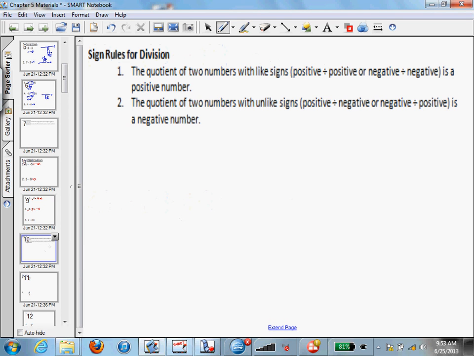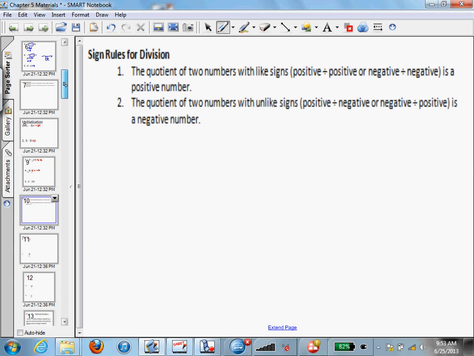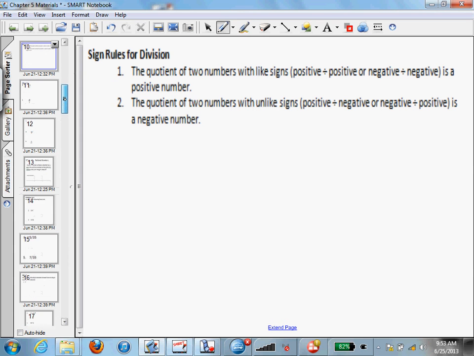Okay, rules for division. It's a lot similar to the rules of multiplication. The quotient of two numbers with like signs, positive divided by positive or negative divided by negative, is a positive number. The quotient of two numbers with unlike signs, positive divided by a negative or a negative divided by a positive, is a negative number. These are also some important rules to remember and memorize for later on down the road.